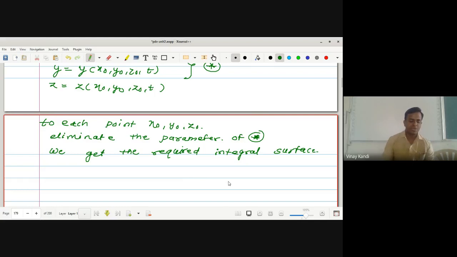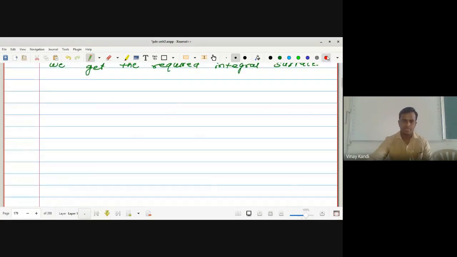So dx upon P, dy upon Q, and dz upon R, these are the ordinary differential equations. By existence and uniqueness of this solution, they give the characteristic curve, which is in the form x is a function of x naught, y naught, z naught, t, y is a function of x naught, y naught, z naught, and t, and z is a function of x naught, y naught, z naught, and t. Eliminating t from these three equations, we get the required integral surface satisfying the initial condition. So one theorem is there. Next point is theorem.